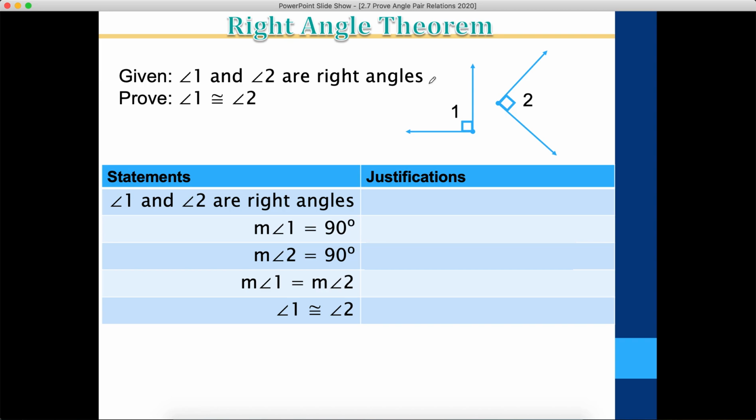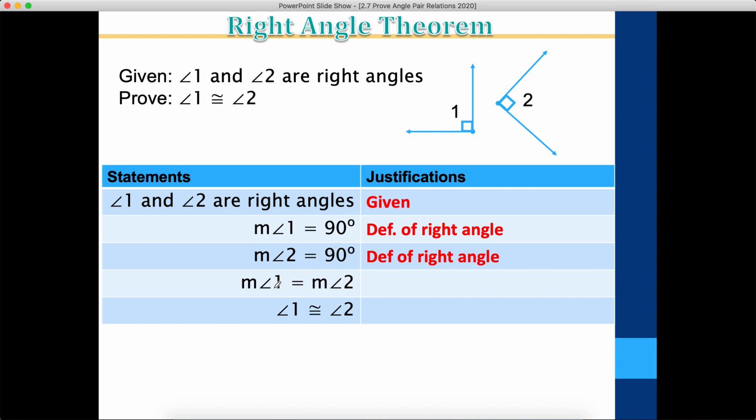Angles 1 and 2 are right angles. The thing we want to end up proving is that they are congruent, which is easy. We can see the steps right here. 1 and 2 are right angles, given. That's 1/5 of it, right? These two are the same. If we know that they're right angles, then they measure 90 degrees. That's just saying that's what it means to be a right angle. That's the definition of a right angle. A right angle is one that measures 90 degrees.